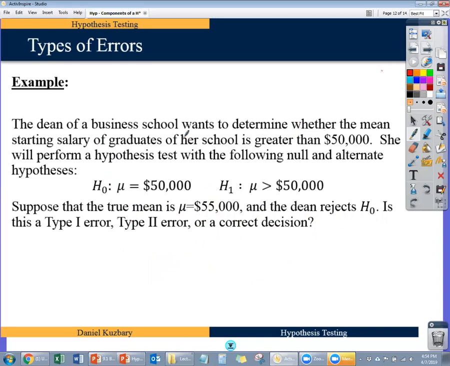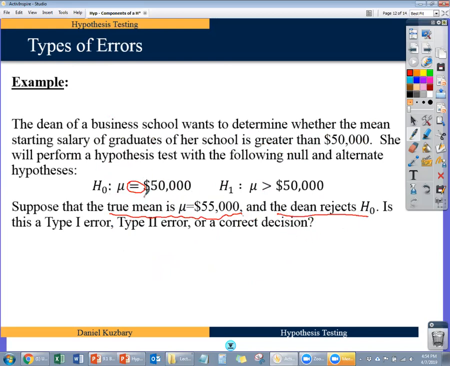Let's do it again. So we have the same thing. The dean wants to test whether the mean is greater than 50,000, so the null hypothesis is the same. The alternative hypothesis is greater again. Suppose the true mean is actually 55,000 and the dean rejects H naught.